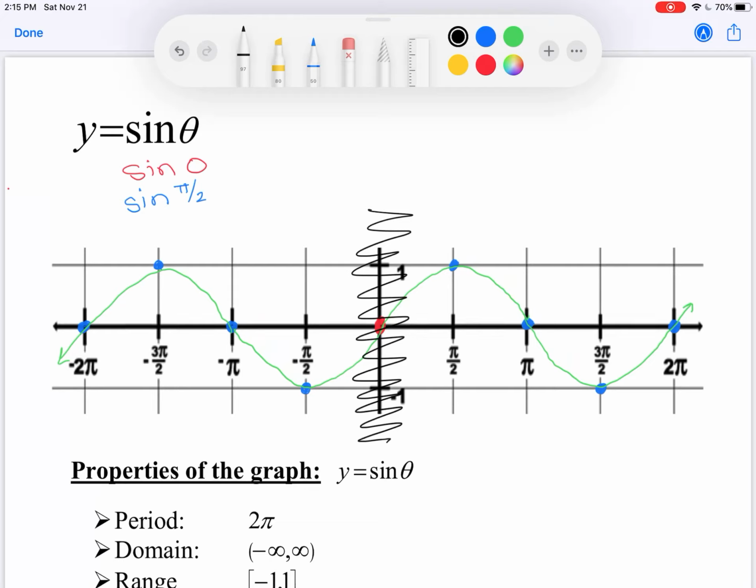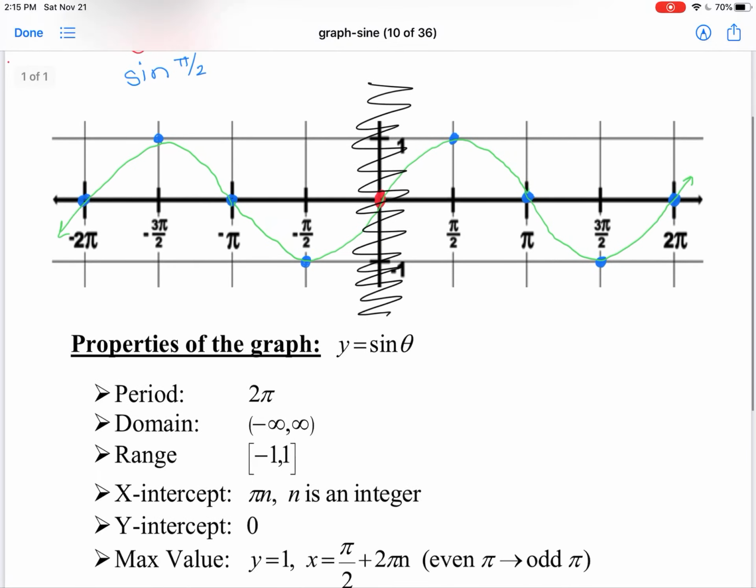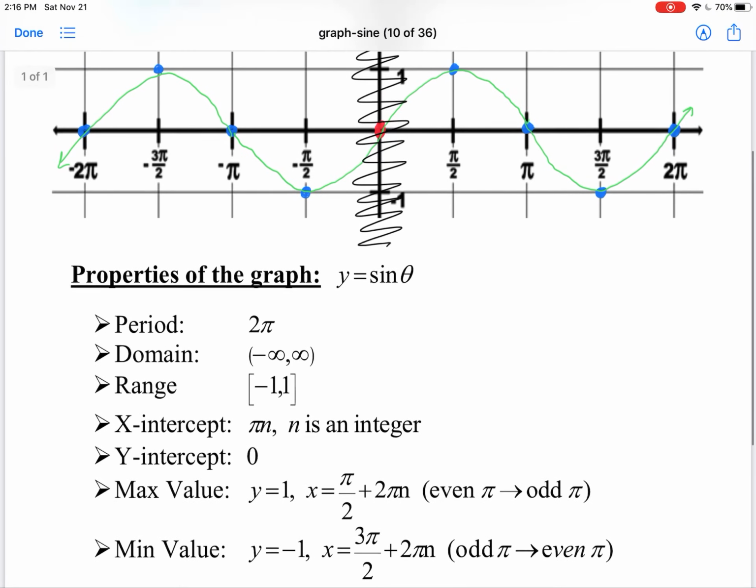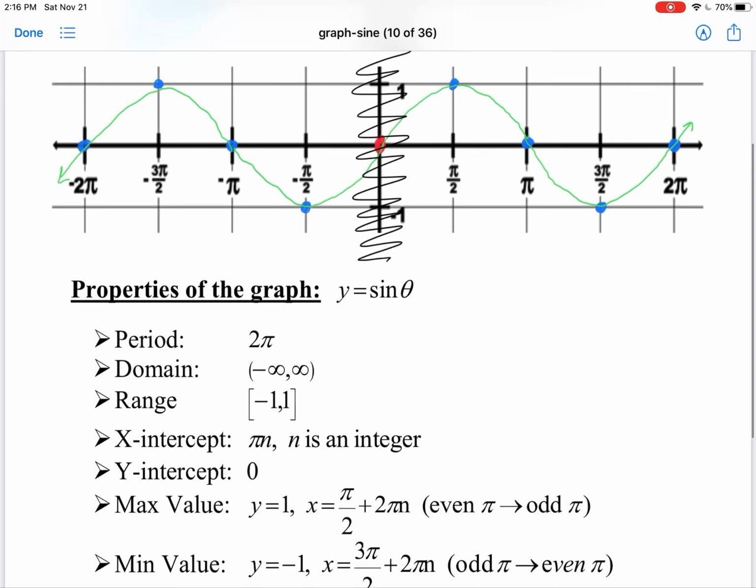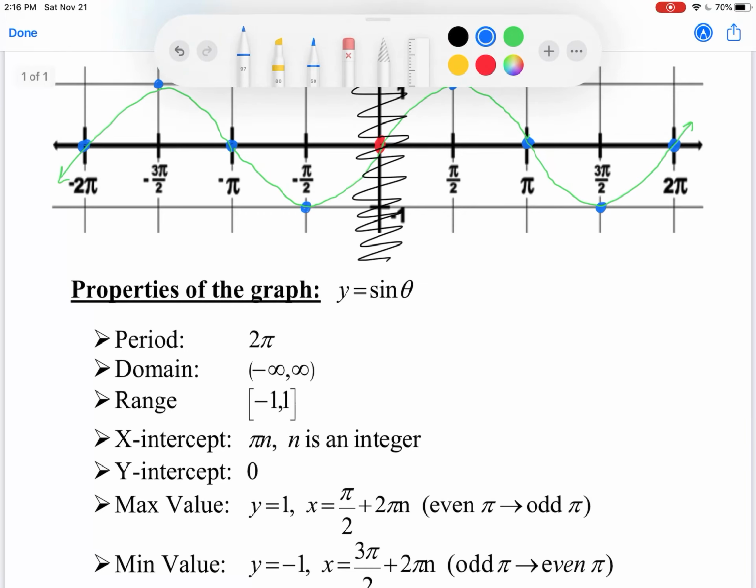If I were to split this graph in half right here, down the y-axis, I know that the left side is going to be symmetrical. It's going to be the exact same on the right side. The reason I know that is because the period of a normal sine function with no changes whatsoever is going to be 2 pi, and that is mentioned down below.